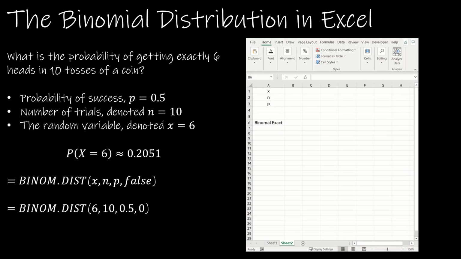Let's take a look now at how we can use Excel to do this calculation for us. So we've already done this by hand, and we found 0.2051. To do this in Excel, I'm going to show you two different ways.